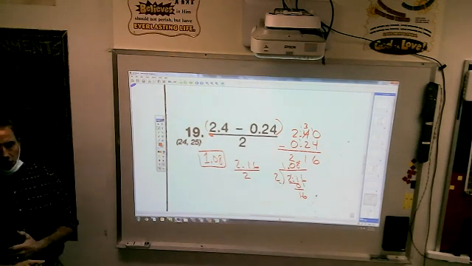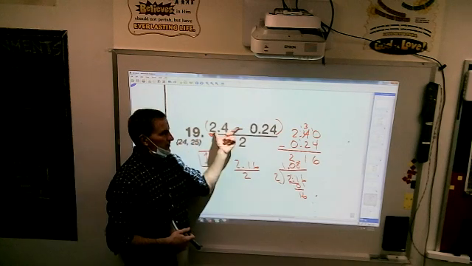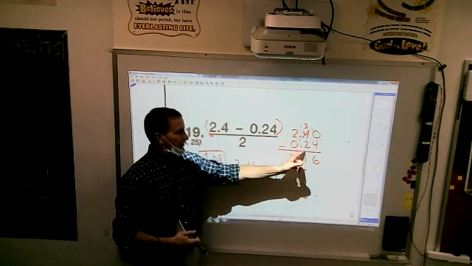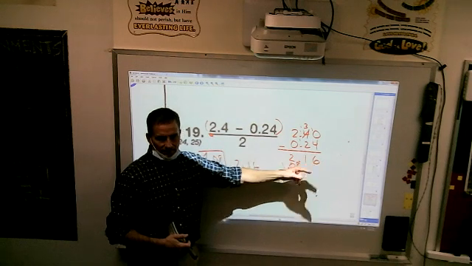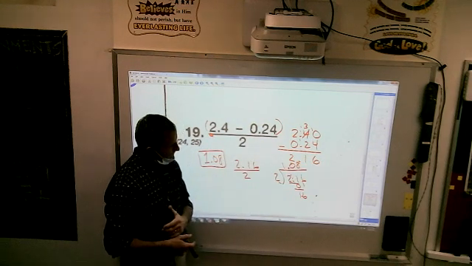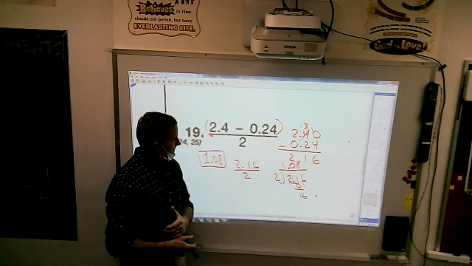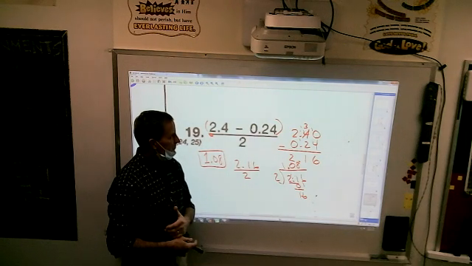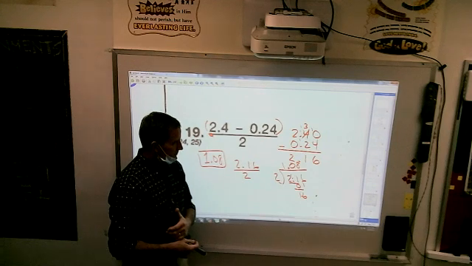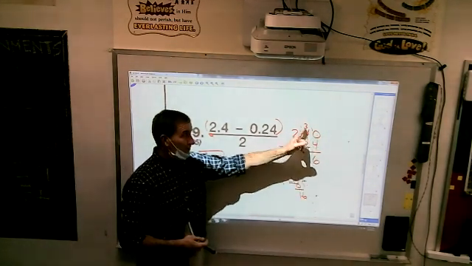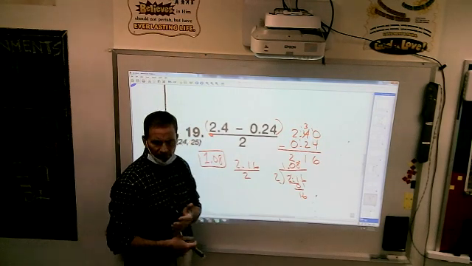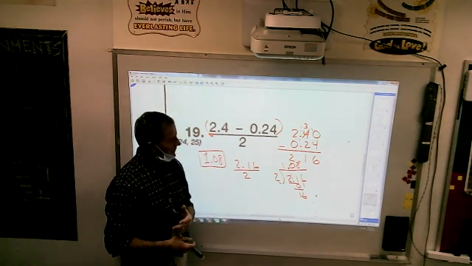James, to give you the short, you have to do this first. 2.4 minus 0.2 is 2.16. Why did that 4 turn into a 3? Because I had to borrow from it. You can't take 4 away from 0, so you have to borrow from it. It becomes a 3, that becomes a 10. That makes sense, thank you.